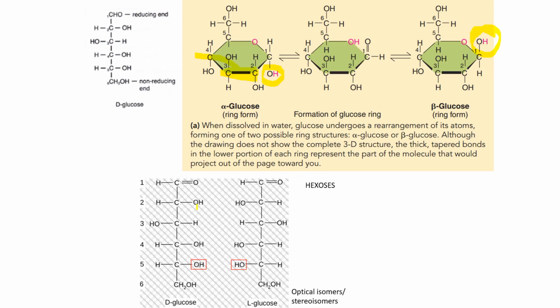Now another thing is D-glucose and L-glucose. Apparently the alpha and beta glucose are optical isomers or stereoisomers. For D-glucose, the OH functional group at carbon number 2, 3, 4, 5 is on the right side, and if it's on the left side, it's known as L-glucose. And take note class, this is the reducing end, the carbonyl functional group, which gives this glucose the property to reduce Benedict's solution. And this is the non-reducing end, which has no reducing properties.